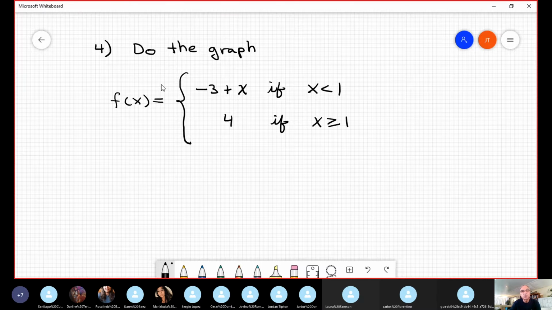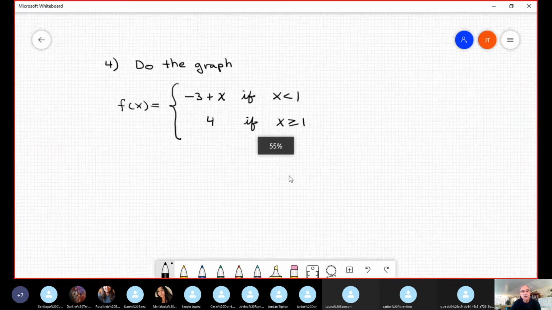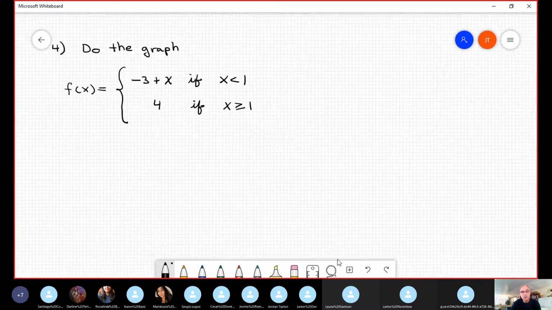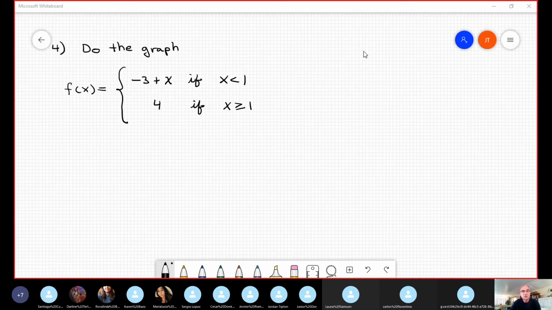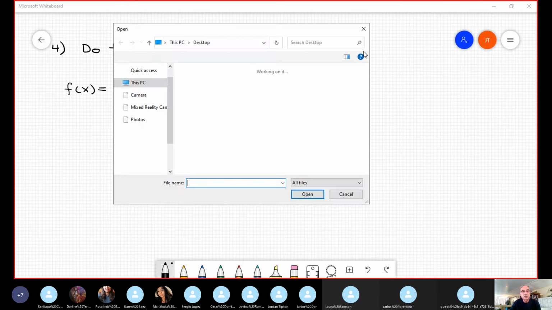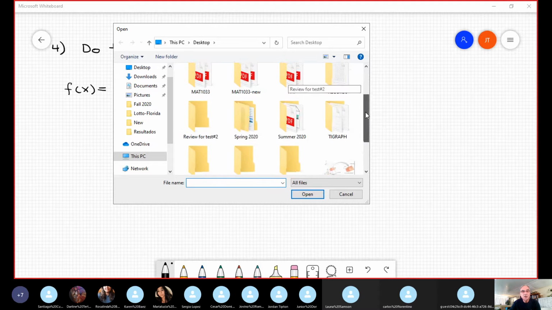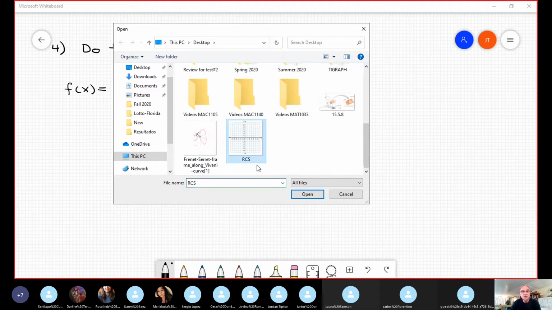Okay, let's do it. I have my rectangular coordinate system. Let me try to find an image. Okay, I have one image here of the rectangular coordinate system.